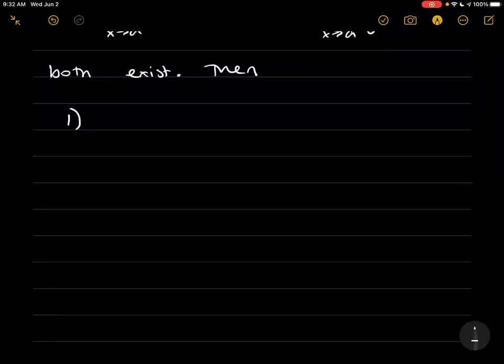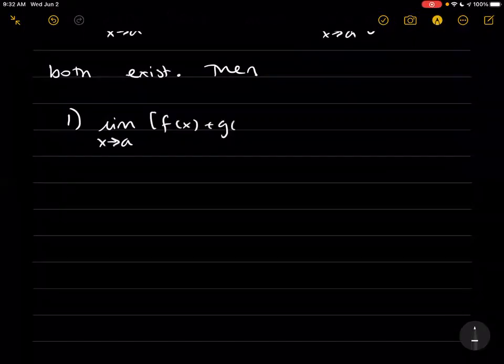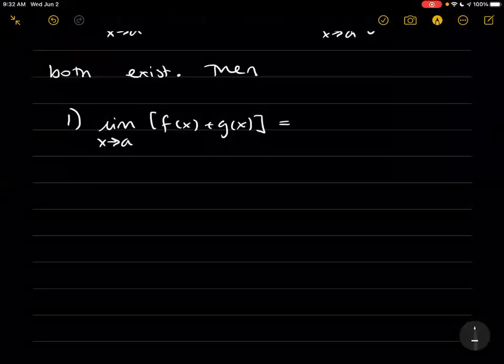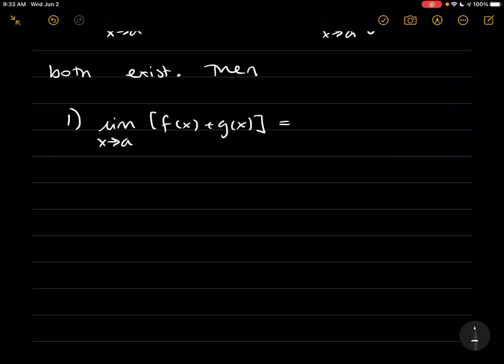First, the limit as x goes to a of f of x plus g of x is going to be equal to the sum of the limits. The limit of the sum of the two functions is the limit as x goes to a of f of x plus the limit as x goes to a of g of x. That kind of makes sense, right? That seems like that would happen.